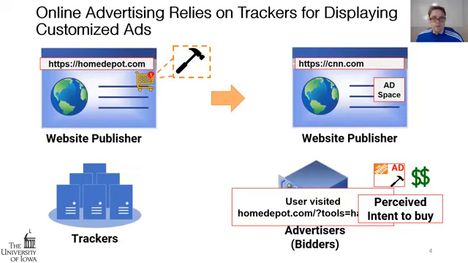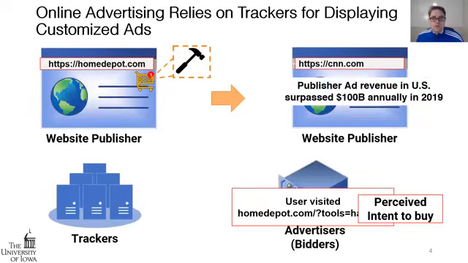As CNN.com loads, an online auction occurs in the background where advertisers bid on available page space. Following the auction, the winning bidder's ad is displayed and the publisher is compensated. It's noteworthy that publisher ad revenue in the US surpassed $100 billion annually in 2019.